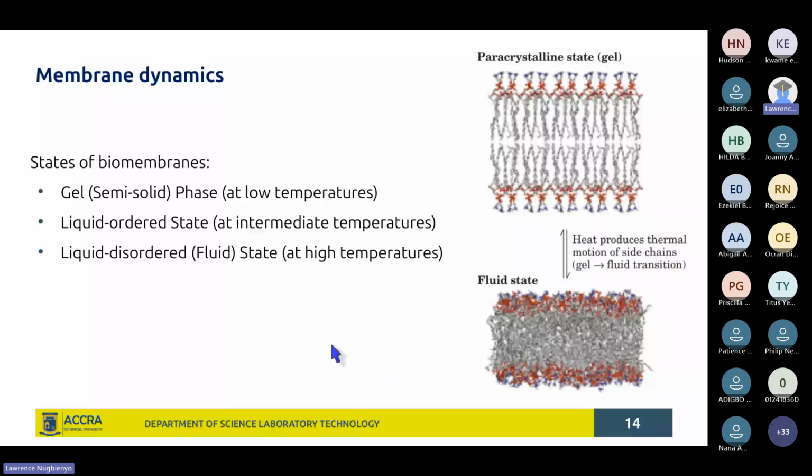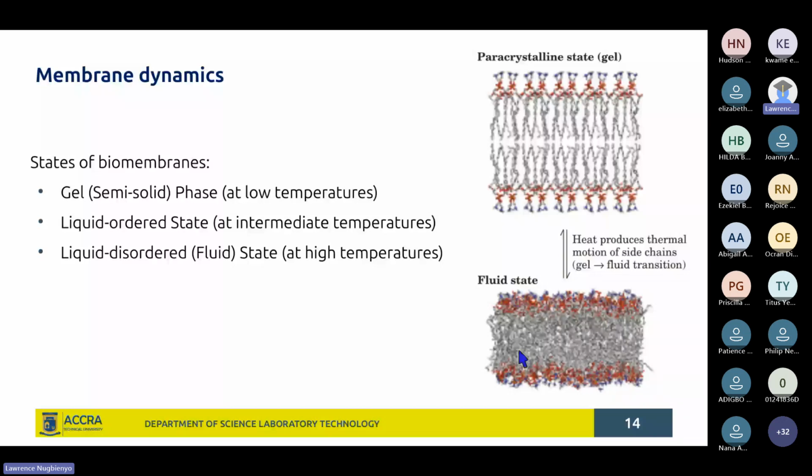You can have biomembranes having a gel or a semi-solid state. You can have them having what you refer to as a liquid ordered state, or you have them having what you say a liquid disordered state, which is the more fluid state. That's at higher temperatures. Now, this is shown at the right-hand side just to give you an idea of what is being talked about. See, if it's a fluid state, the molecules are moving so fast.